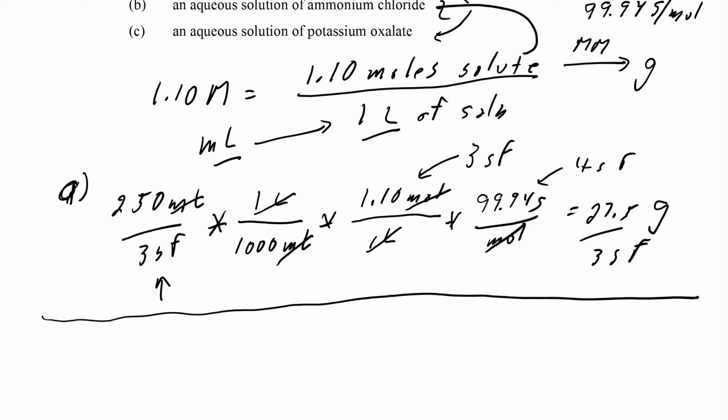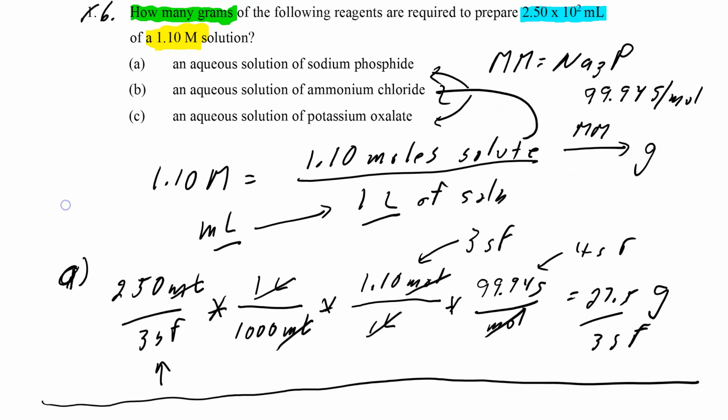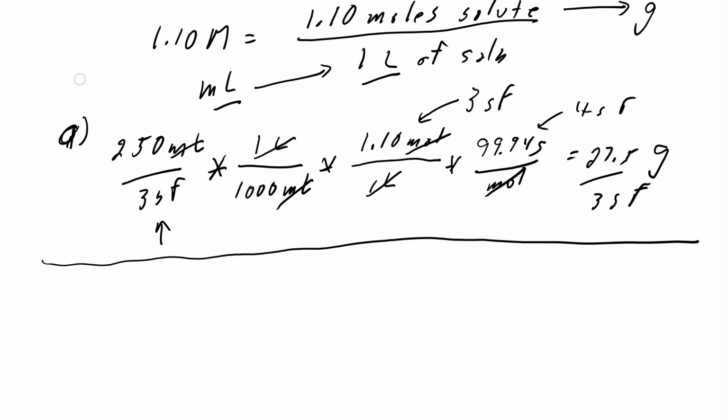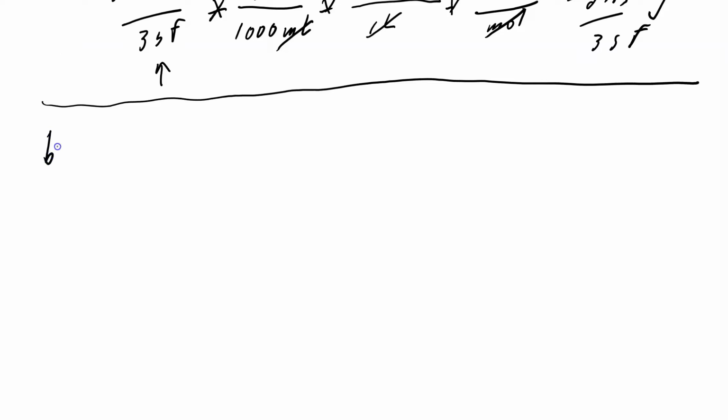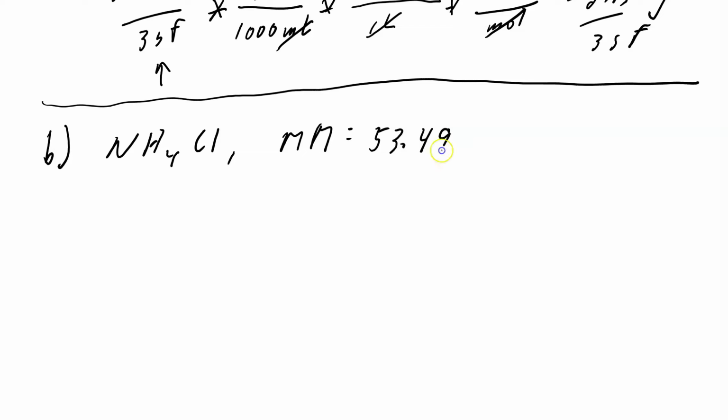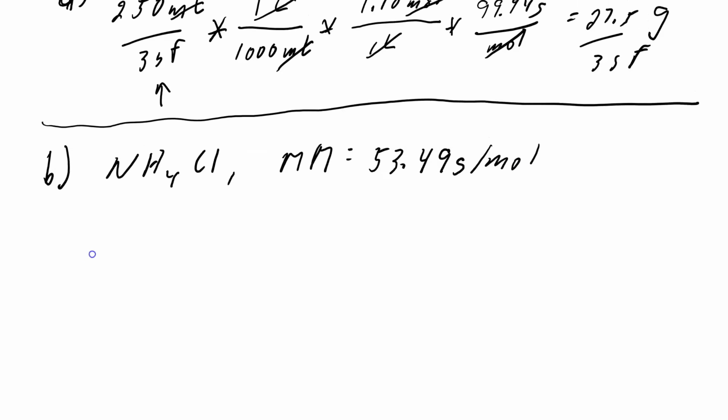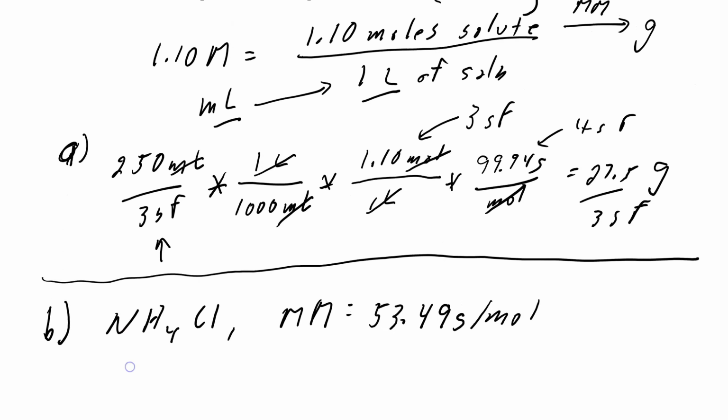In part B, we're looking at the number of grams needed to make a 1.10 molar solution of ammonium chloride. Ammonium chloride has the formula NH4Cl. The molar mass of ammonium chloride is 53.49 grams per mole. Our procedure is going to be exactly the same. Same setup, milliliters to liters, and then moles to grams from our conversion factor.